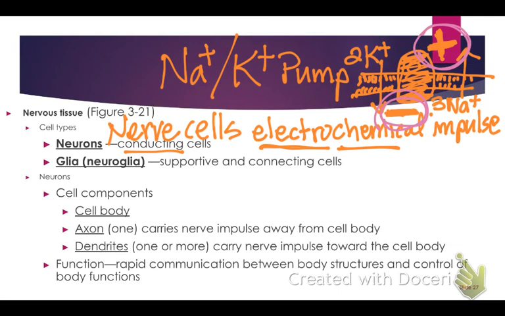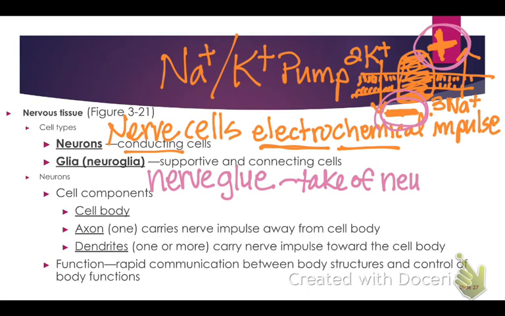Okay? Neuroglia are our support cells, and neuroglia means nerve glue. And they take care of the neurons, the nerve cells. If you don't feel like you understand this electrochemical impulse, don't worry. We're going to talk a lot more about it when we get to the nervous system. But I just wanted to kind of refresh your memory a little bit, and that's why we did talk about sodium-potassium pumps.